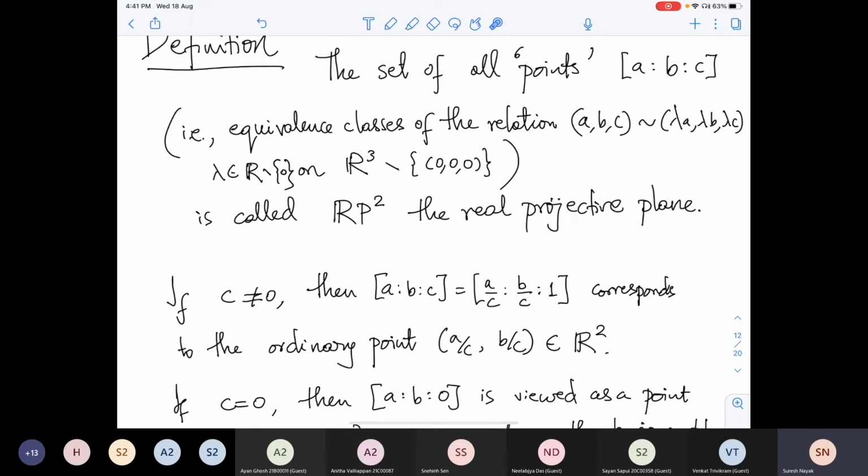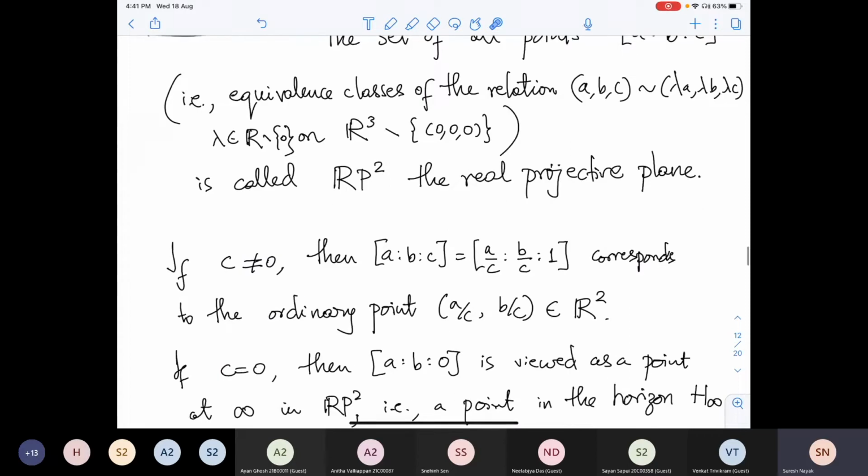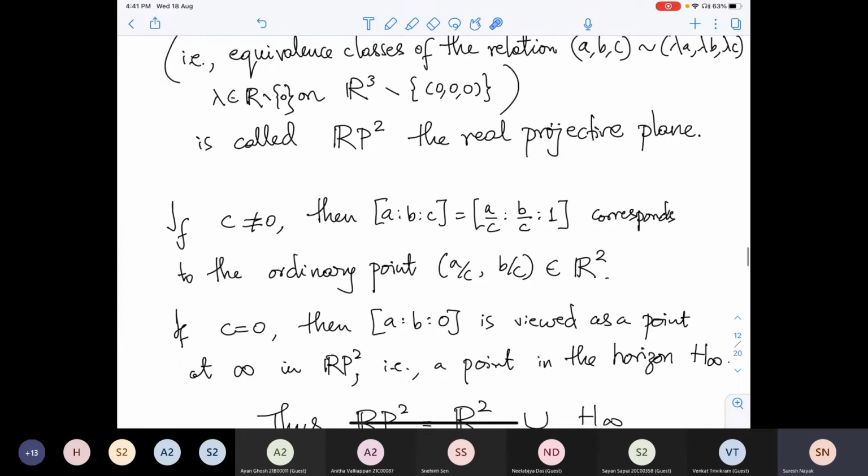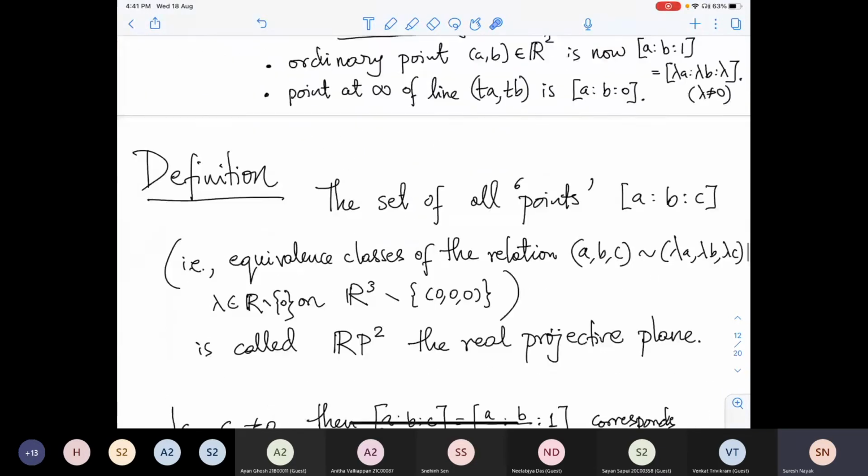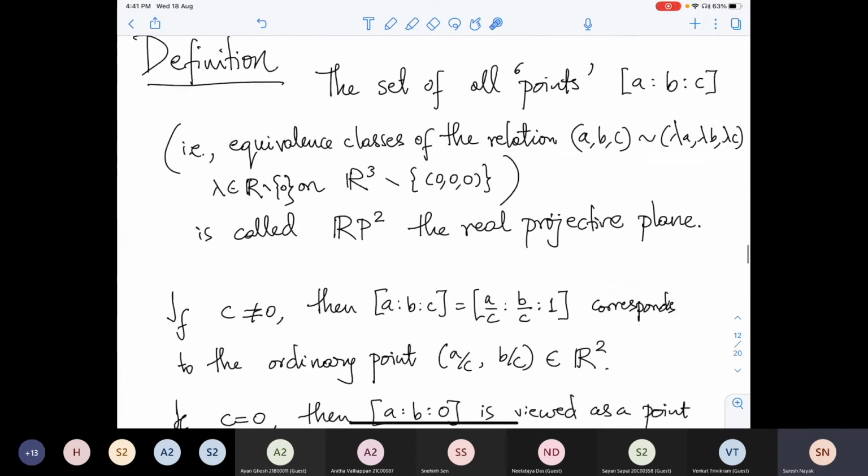And once I made this 1, I can try to drop this, and then it corresponds to the ordinary point A over C and B over C in R2. So these kind of points with C not equal to 0 will be ordinary points. And when C is equal to 0, I get a point at infinity. This is A colon B colon 0. It's viewed as a point at infinity in the horizon for the line TATB.